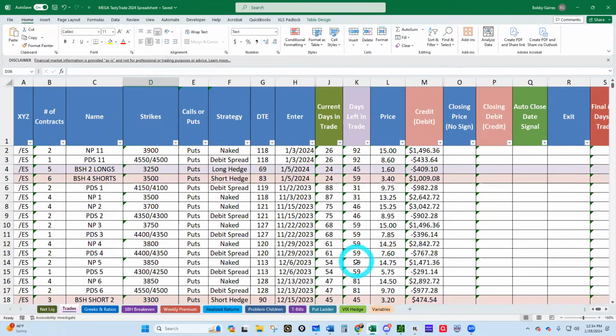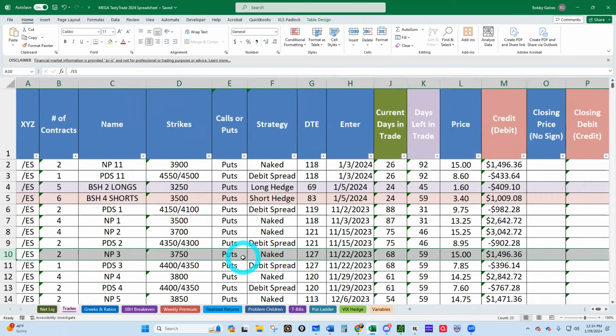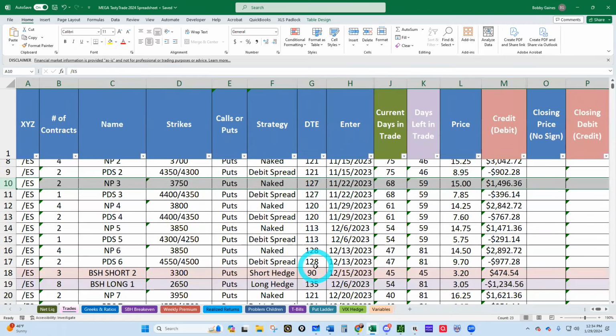So here we go. Let's just pick a naked put here. Let's pick this NP3, the 3750. So let's kind of isolate him. And what we're going to do is we're going to close him. So we will actually have our very first realized profits for the year. So we're going to close at 3750.